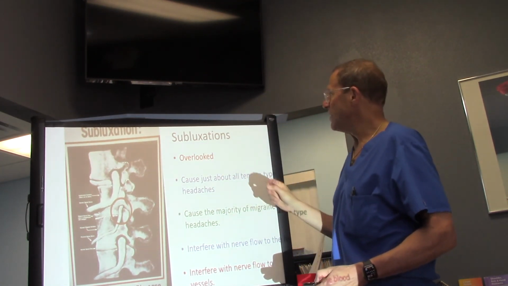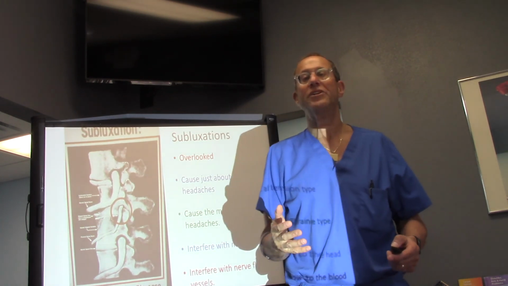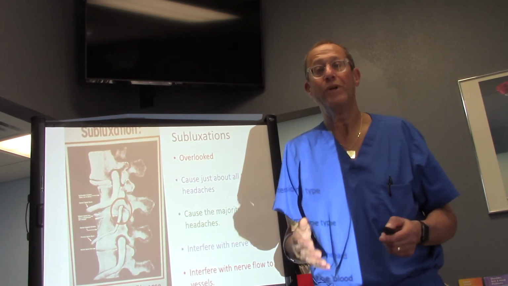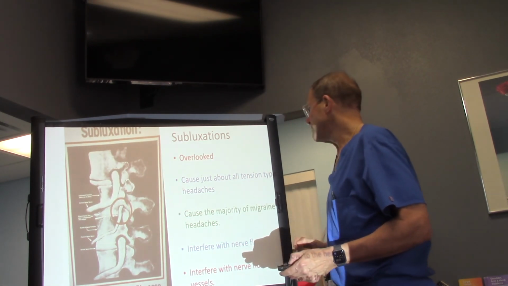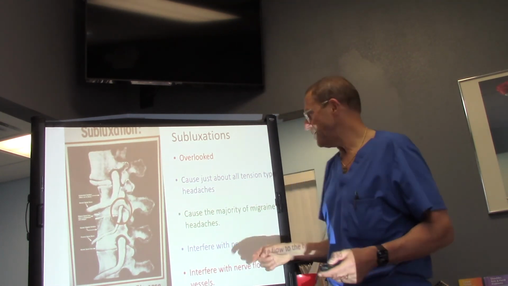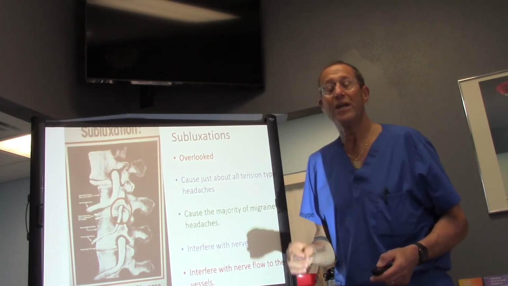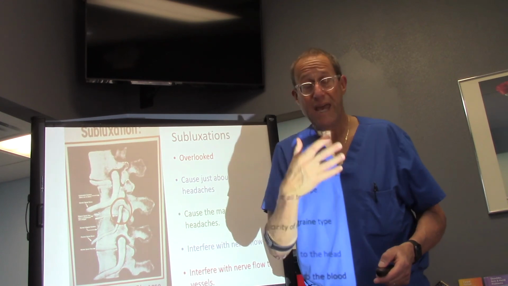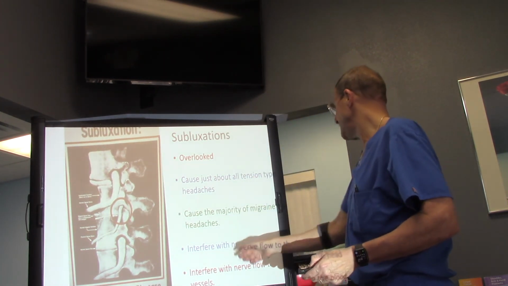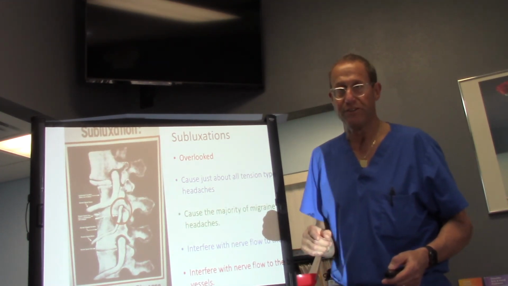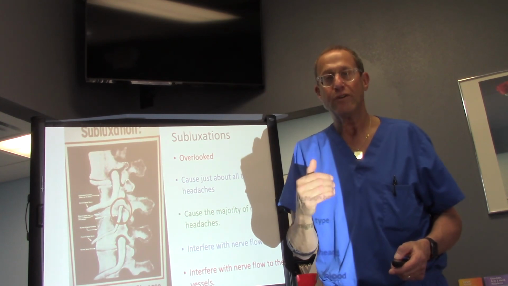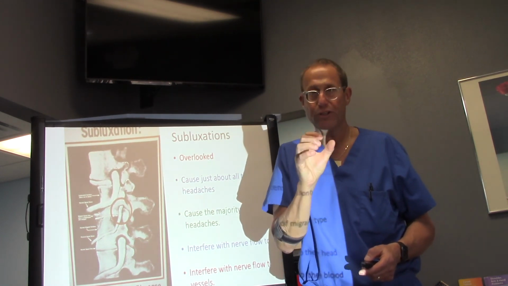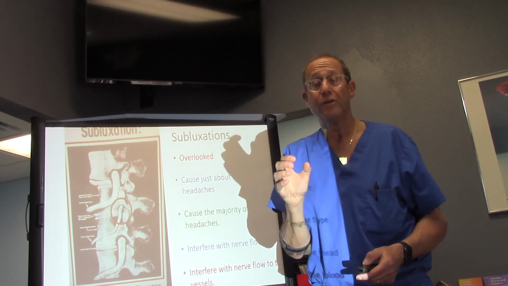So subluxations are something that are overlooked, and the reason why they're overlooked is because they don't always cause symptoms. Okay, that's a problem, because if they caused symptoms, then people would have them corrected immediately. They cause just about all tension type of headaches. They cause the majority of migraine headaches, and they interfere with nerve flow, the nerves that are supplying the head, the muscles in the head, the muscles in the neck, and so forth. And then they interfere with the nerve flow going to the blood vessels. And when they're affecting the nerves that are going to the blood vessels, then that's where they're causing the blood vessels to dilate when they should be constricted, or to constrict when they should be dilated. And that can cause migraine headaches.